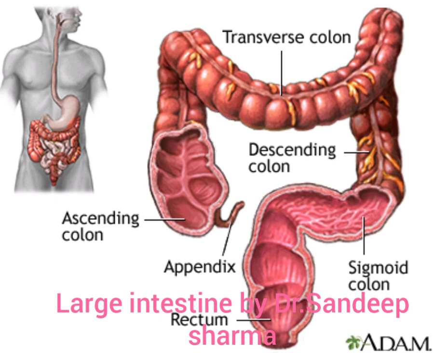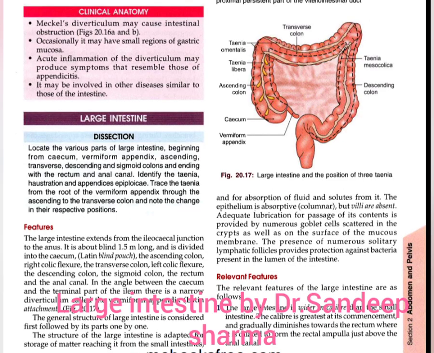Now the features of the large intestine. The large intestine extends from the ileocecal junction to the anus. It is about 1.5 meters long and divided into cecum, ascending colon, right colic flexure, the transverse colon, left colic flexure, descending colon, sigmoid colon, rectum and anal canal.